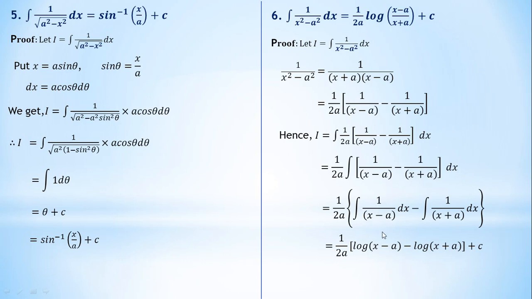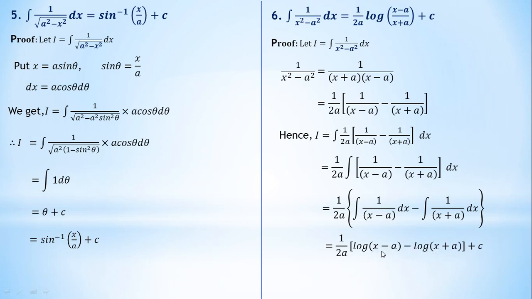Integration of 1 upon x minus a is log of x minus a divided by the derivative of x minus a. But the derivative of x minus a is 1. Minus integration of 1 upon x plus a will be log of x plus a divided by the derivative of x plus a. But the derivative of x plus a is 1. So there is no effect on that. So you can write directly also that integration of 1 upon x minus a is log of x minus a, minus integration of 1 upon x plus a as log of x plus a, plus constant.